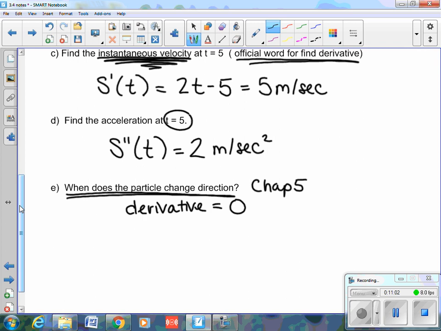And it's going to ask you on the test, when does the particle change direction? You have to say in your mind, because we really don't talk about this until you see a picture of it.